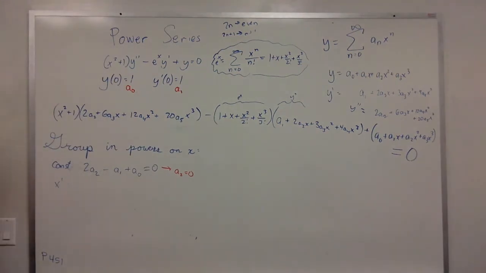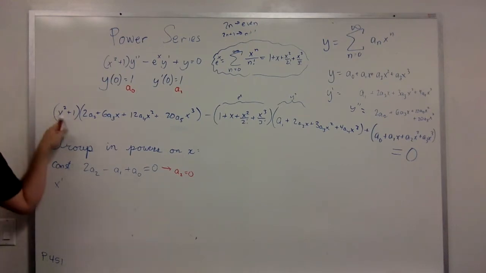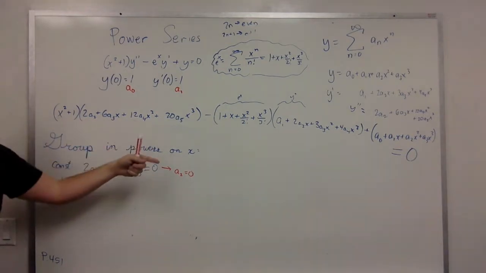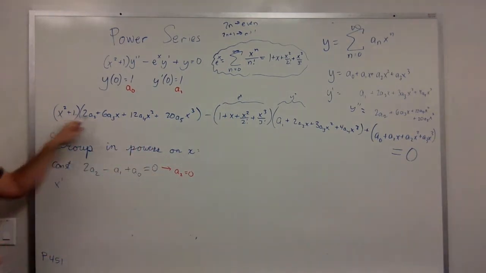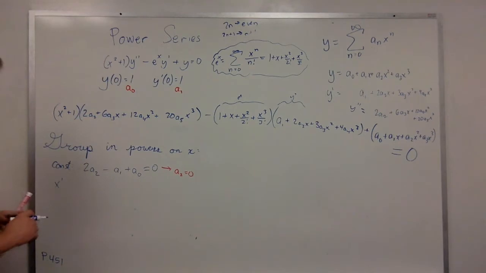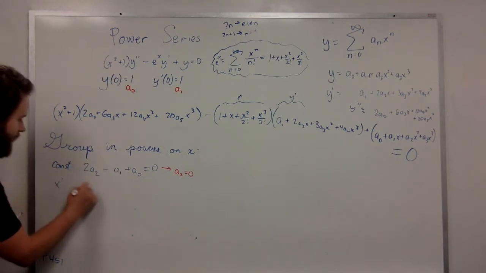Now we're going to move on to the x terms. How can I get x terms? All right, what are my x terms from this guy? Again, I won't use the x squared, because the x squared is already too big of a power for me to get just an x when I multiply it through any of these. So ignore it. 1 times the 6a3x will give me 6a3.